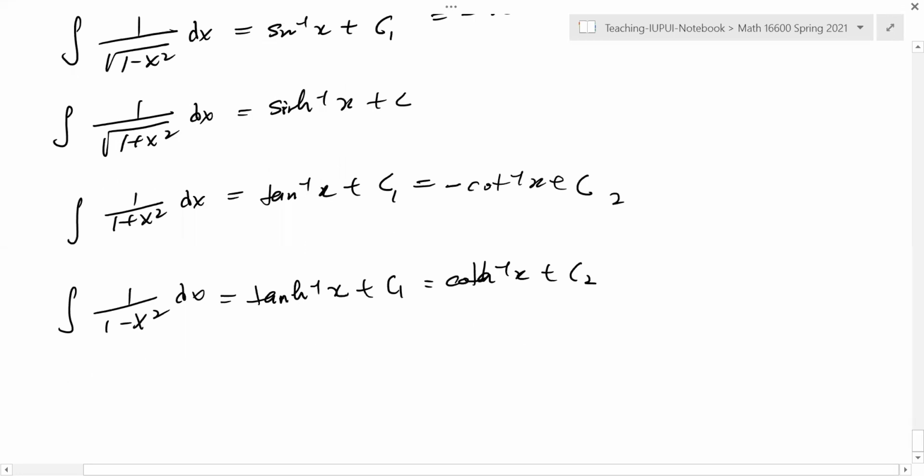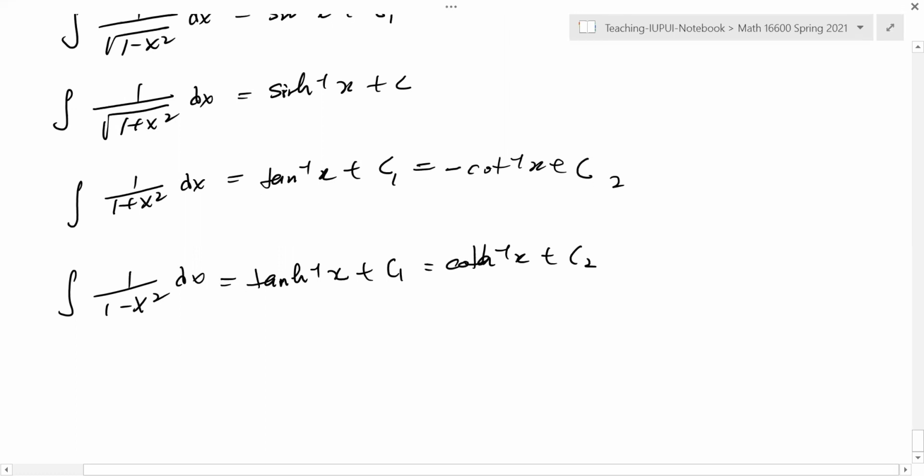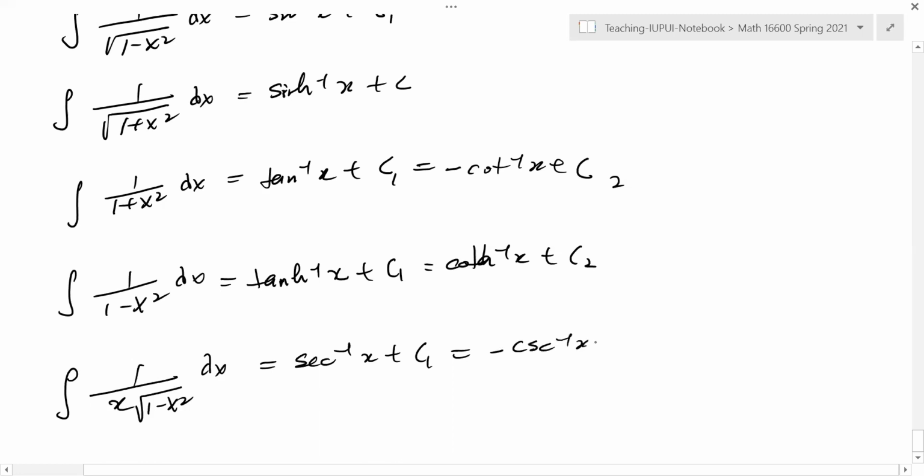So what is next? Now we add the x in front of the square root. If I add x to the square root of that, then this is going to be the inverse of secant x plus c1, but it is also going to be negative inverse cosecant x plus c2.